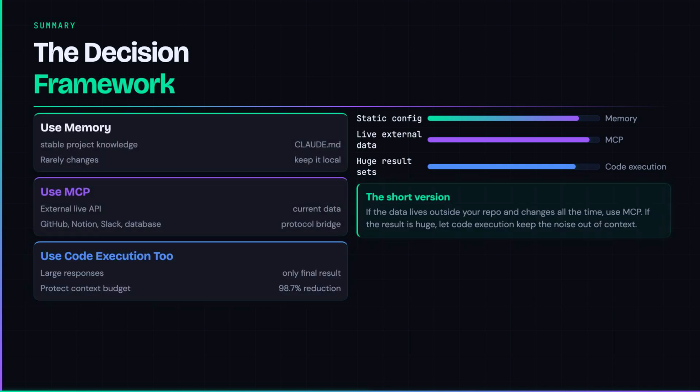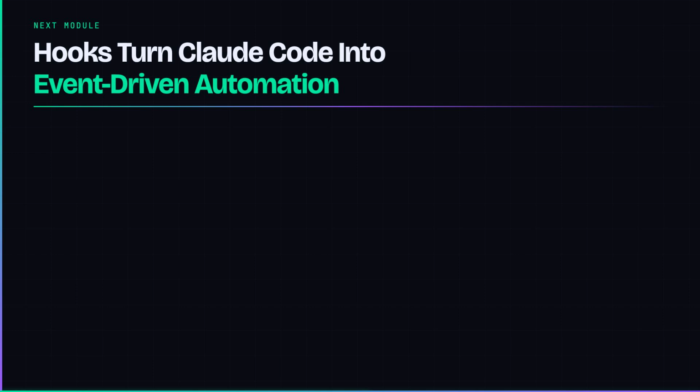Add code execution when the response is huge. The best version of a big tool call is the one where Claude only sees the final result. We connected Claude to outside systems in this module. The next step is teaching Claude when to react automatically to events inside its own workflow.